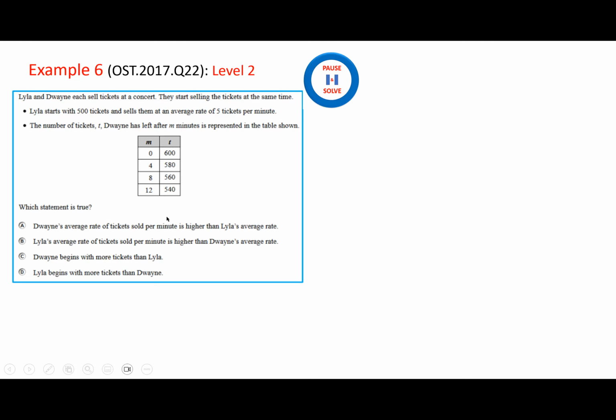Again, the same thing. They're going to ask you about the average rate, comparing the average rate and the amount they started with. So let's put the information here. Layla started with 500, and she's selling 5 tickets per minute. Minus 5, minus because we are reducing the amount of tickets she has.